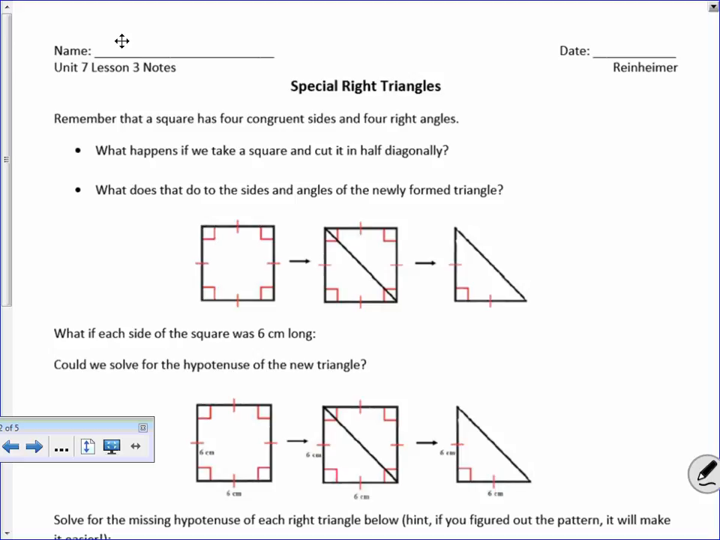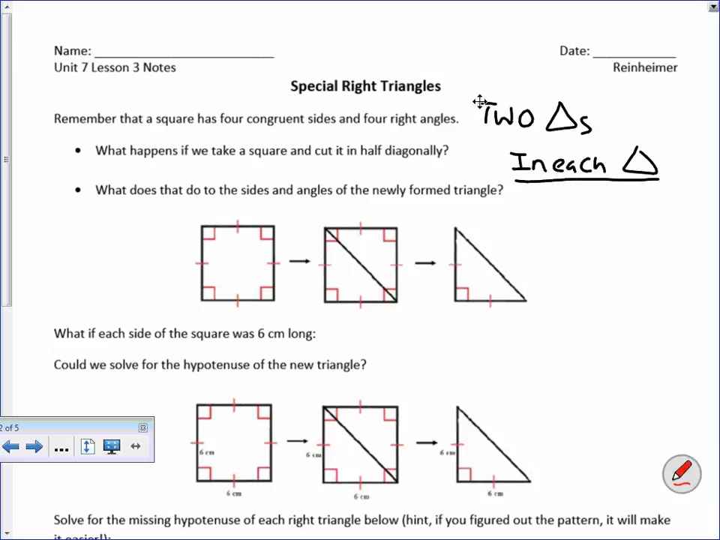Now if we look at the notes, it says, remember that a square has 4 congruent sides and 4 right angles. You all know that. Now what happens if you take a square and you cut it in half diagonally? Obviously, if you do that, then you have 2 triangles. Now, what does that do to the sides and angles of the newly formed triangle? So it splits it into 2 triangles, but in each triangle, some things are going to be true.